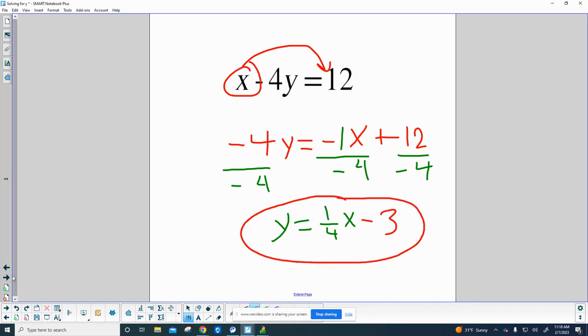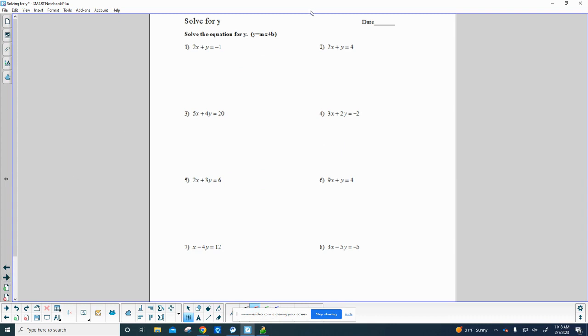So on today's assignment, you're going to do this short little worksheet, and you're going to solve these equations for y using the steps that you have just seen.